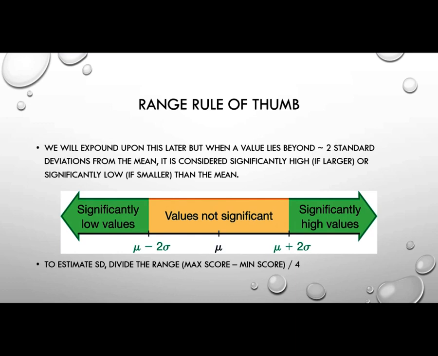All right, the range rule of thumb. We will expound upon this much more at a later time, but when a value lies beyond about 2 standard deviations from the mean, it is considered significantly high if larger or significantly low if smaller than the mean. So to estimate the standard deviation, you can divide the range, the maximum score minus the minimum score, by 4. Don't even worry about that. Just look in the green, and the values that aren't significant are in the orange. They're within 2 standard deviations, and the ones that are high and the ones that are low are in the ends. Okay, just know that.